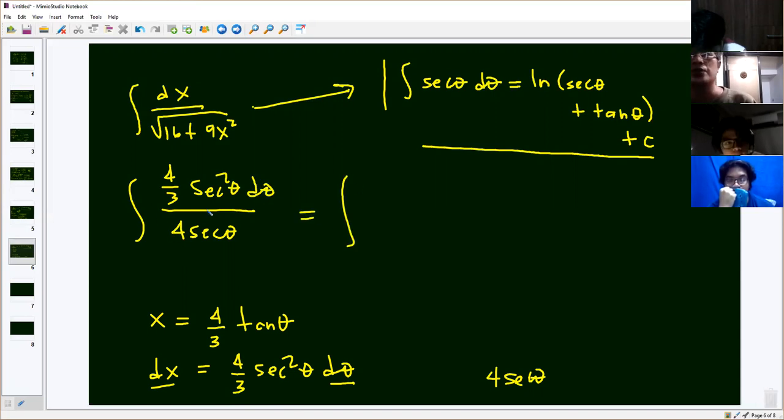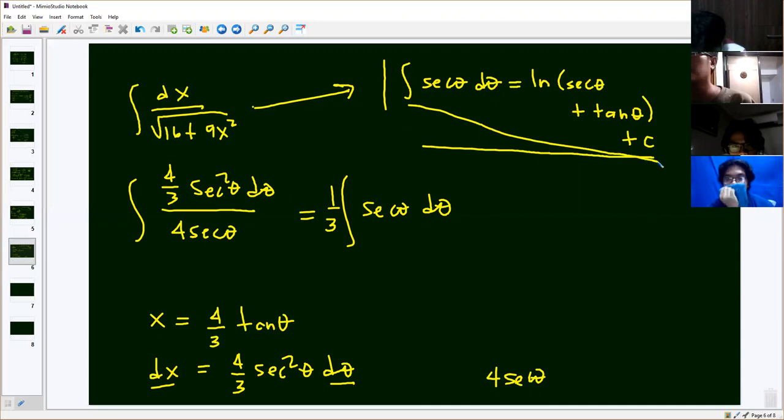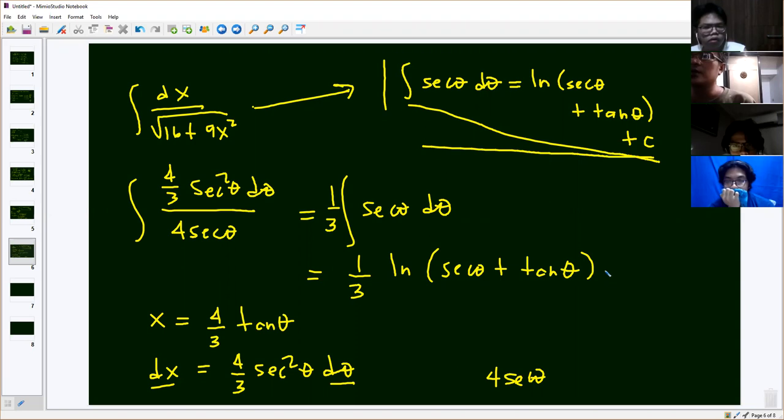4/3 over 4, 1/3 outside. Yun yung kay Kurt kanina. And then sec squared over second is of course second. Then d theta. As you can see, sinulat ko na to rito. Makita yan? So, i-integrate na natin yung angle pa lang, naka-theta pa lang, which is ln of the quantity second theta plus tan theta na. Naka-integrated na to, no? Ito na siya.